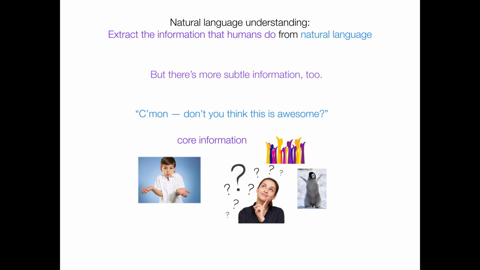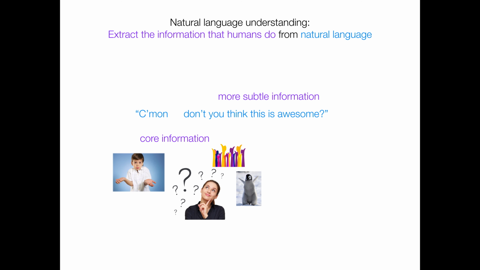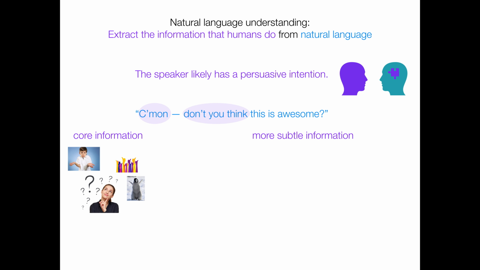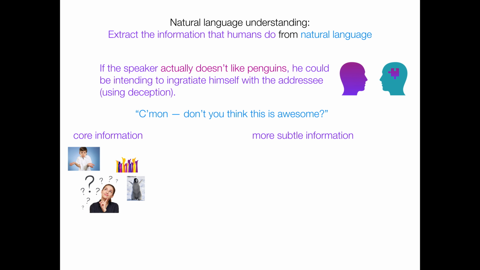So this is different types of what we might consider core information that humans could extract from this natural language, but there's also more subtle information available too, right? So, for example, the speaker of come on, don't you think this is awesome, likely has a persuasive intention, right? And we can sort of tell this by the types of things they're saying, come on, don't you think, right? It's persuasive. And maybe if the speaker actually doesn't like penguins, doesn't think penguins are awesome, he could be intending to ingratiate himself with the addressee using a type of white lie or deception.